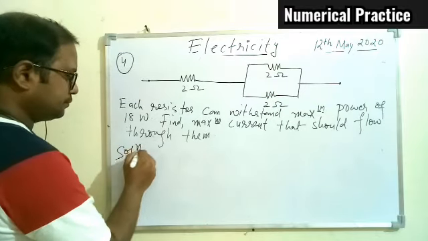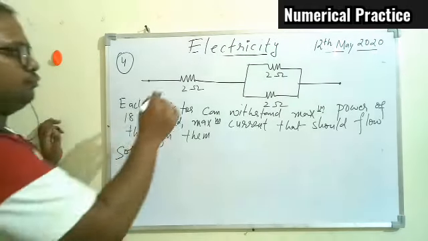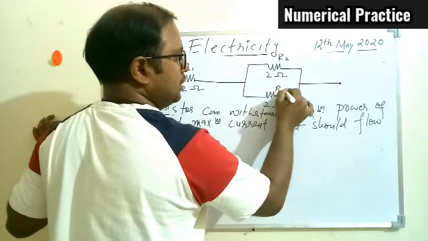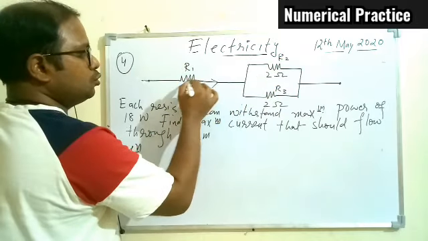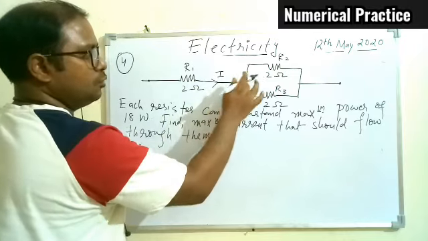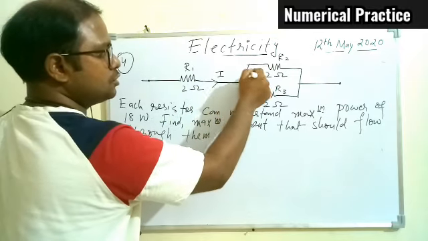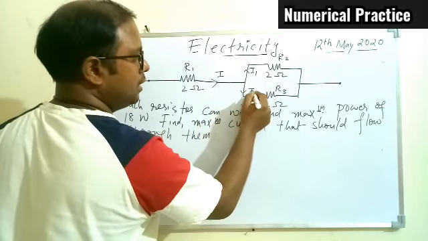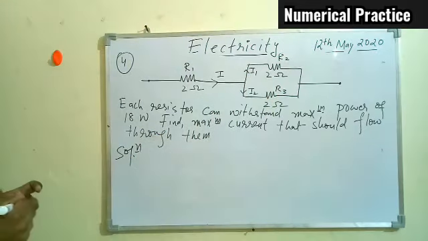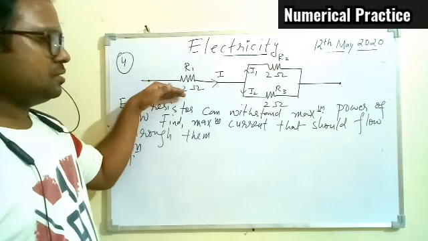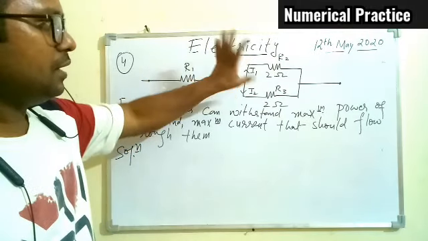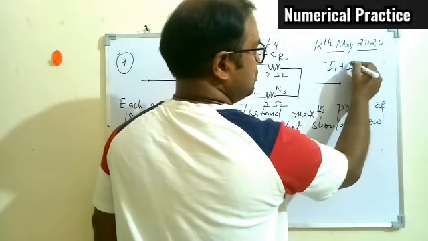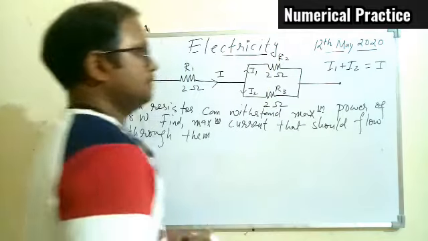So very first, let the resistors be R1, R2 and R3. Let the current passing through R1 be I. Since they are in parallel, this current will get distributed. Let the currents be I1 and I2. So the current is I in the main resistor R1. Now it will get distributed as I1 and I2, that is, I1 plus I2 must be equal to I.